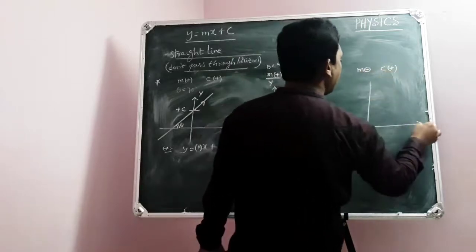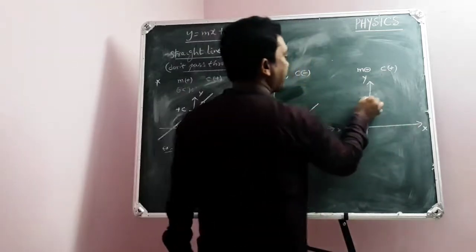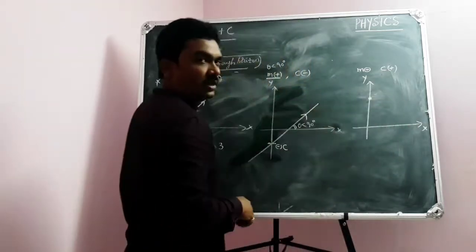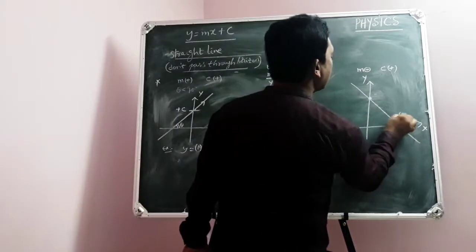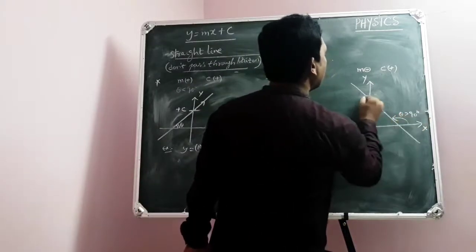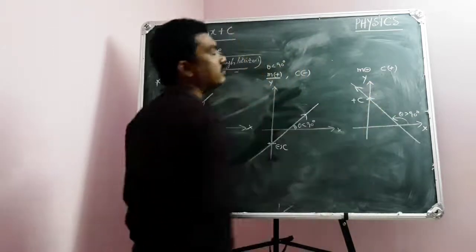M negative, c is positive. C positive means your straight line should intersect here, c positive. M should be negative, theta greater than 90. So this should be like this. This is your straight line.